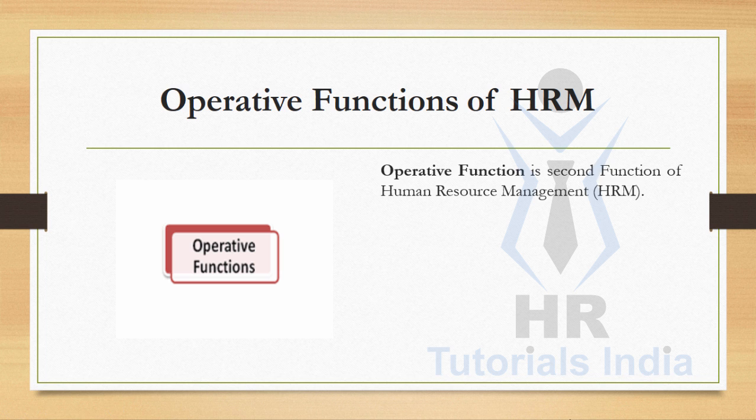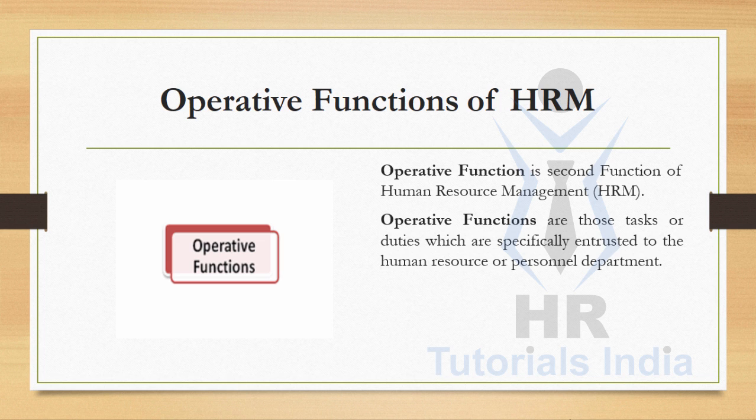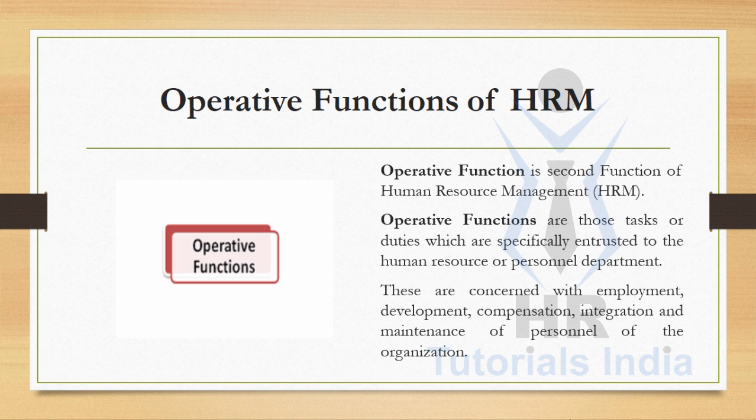Operative function is the second function of human resource management. Operative functions are those tasks or duties which are specially entrusted to human resource or personnel department. These are concerned with employment, development, compensation, integration, and maintenance of personnel of the organization. Which means operative functions deals with employment, development, compensation, integration, and maintenance. Let us see what the different functions of operative functions are.